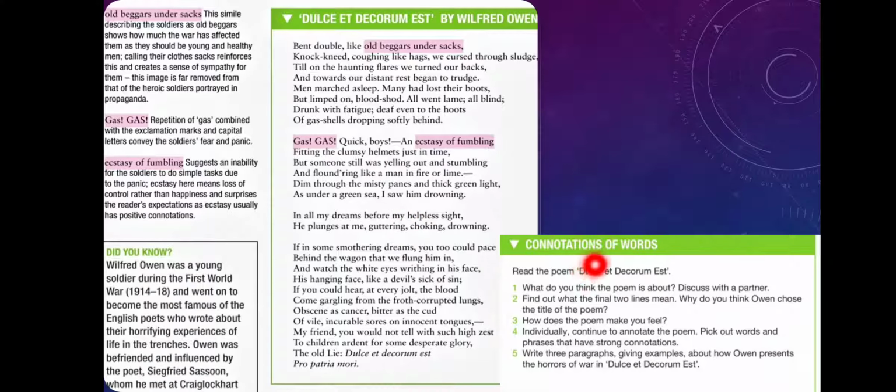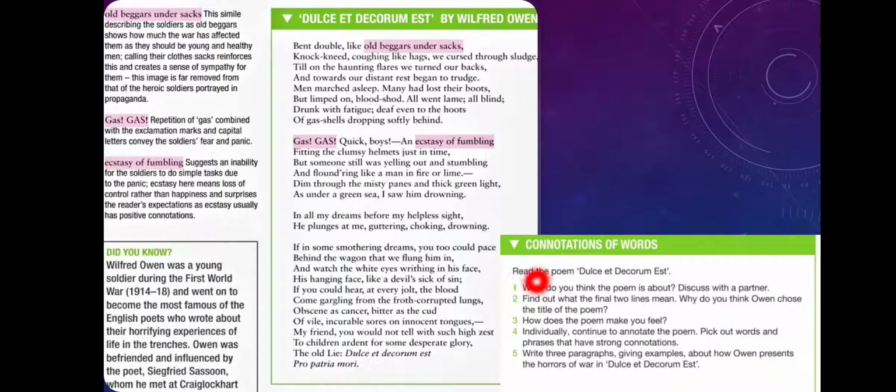Find out what the final 2 lines mean. Why do you think Owen chose this title for the poem? Now, when you read the last 2 lines of this poem, the old lie, Dulce et decorum est, pro patria mori, I want you to go to the internet and search for this poem and dig down to the history and why he entitled it like this.